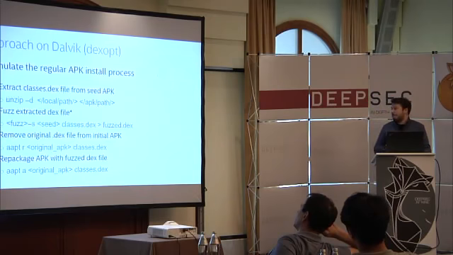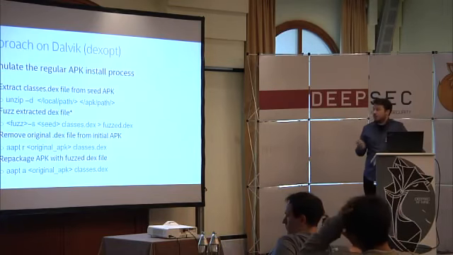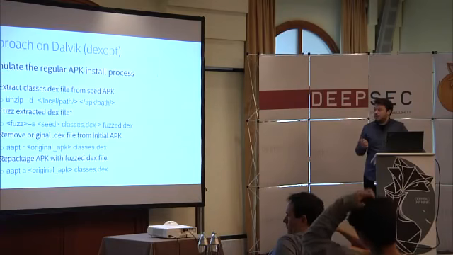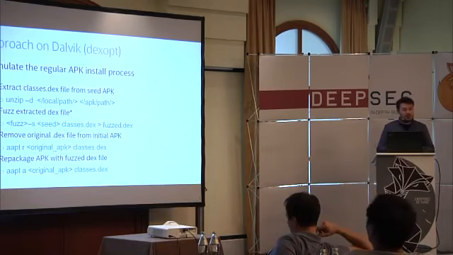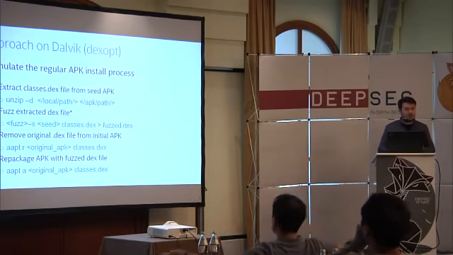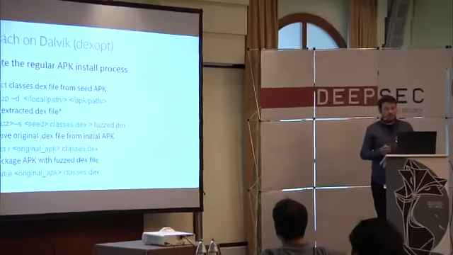Because the approaches are different on Dalvik and ART, I'll start with the one on Dalvik. DexOpt is a binary that exists on the device, located in system/bin. However, we can't call it directly because it takes a lot of parameters that can be obtained from a shell-like environment. So what we thought is to actually simulate the entire APK install process.